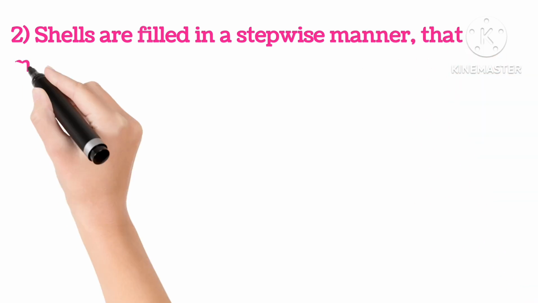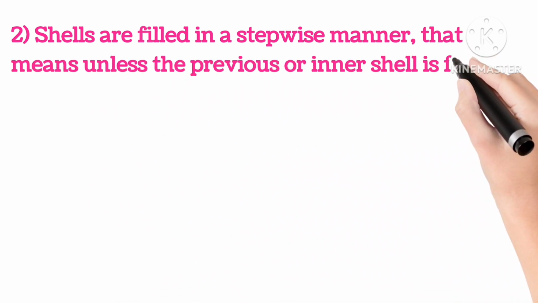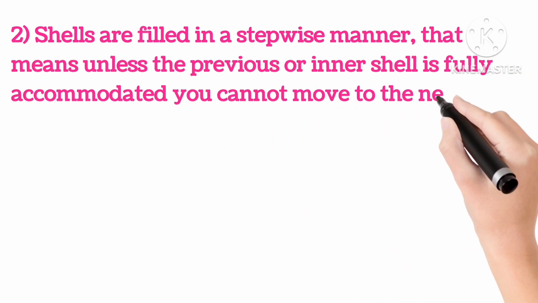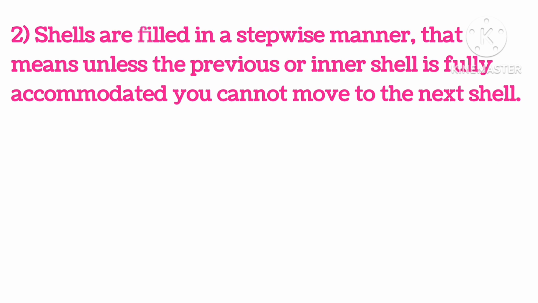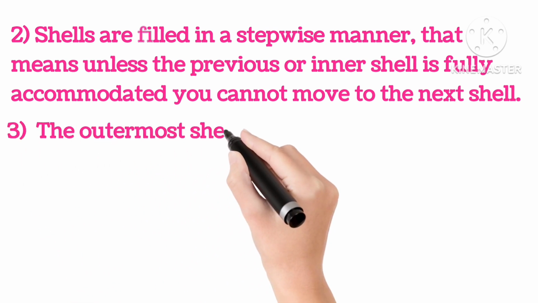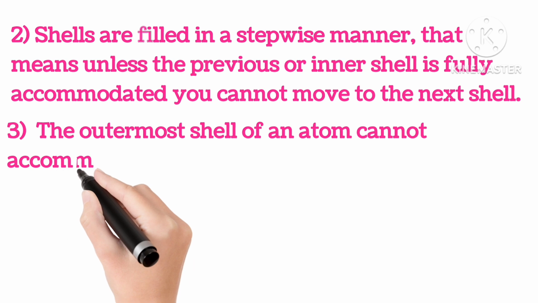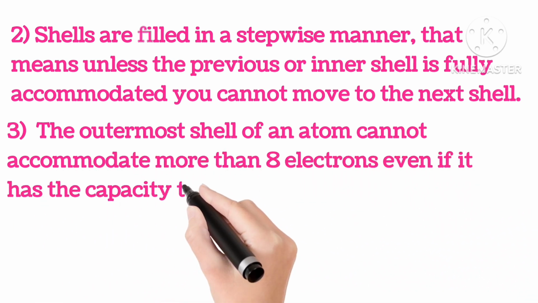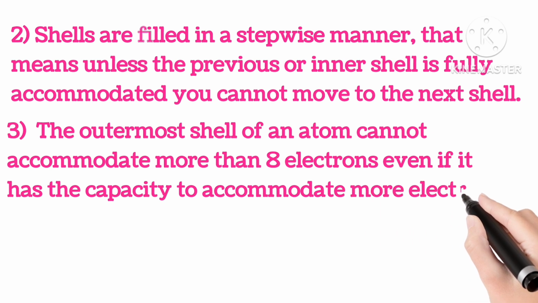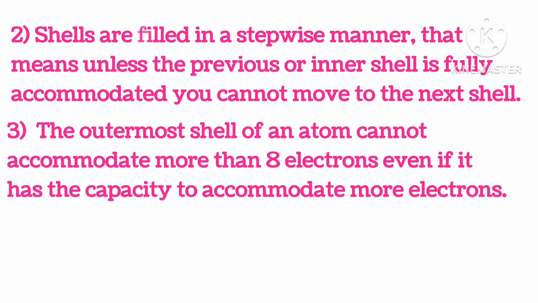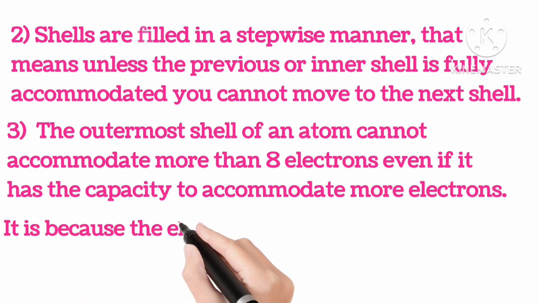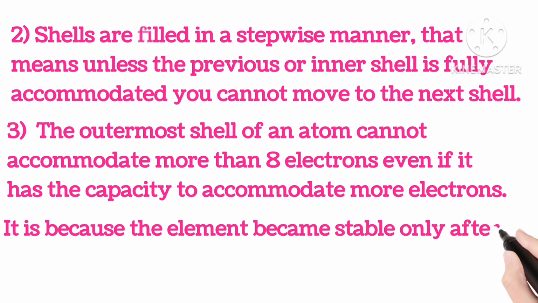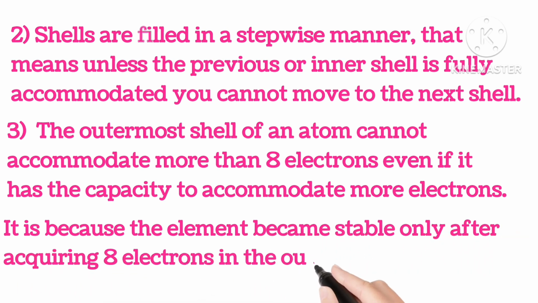Shells are filled in a stepwise manner. That means unless the previous or inner shell is fully accommodated, you cannot move to the next shell. The outermost shell of the atom cannot accommodate more than 8 electrons, even if it has the capacity to accommodate more electrons. It is because the elements become stable only after acquiring 8 electrons in the outermost shell.